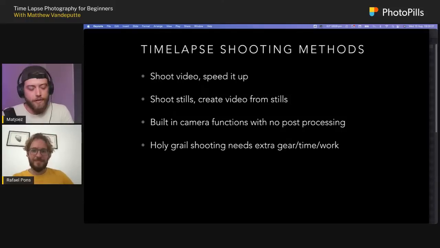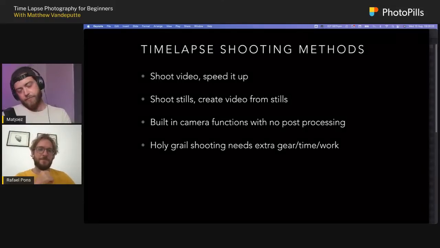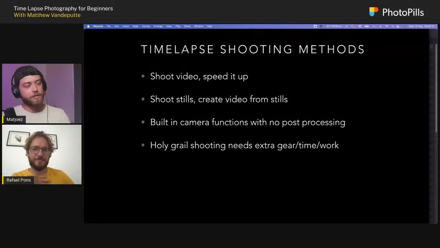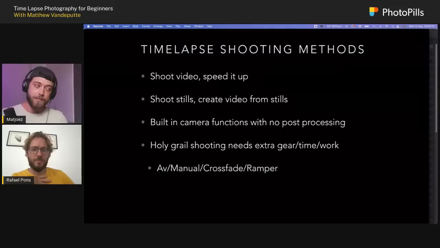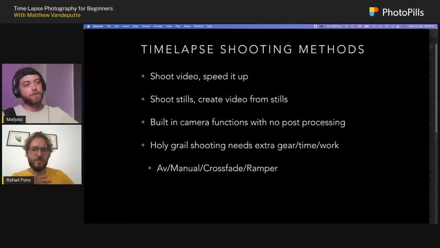A Holy Grail shot needs a little bit more time and work and experience, maybe. You can shoot a Holy Grail, so a sunset or a sunrise, in many different ways as well. You have your aperture priority mode. You can shoot it the manual LR time-lapse method. You can crossfade clips into each other. You can use an external bulb ramping device.